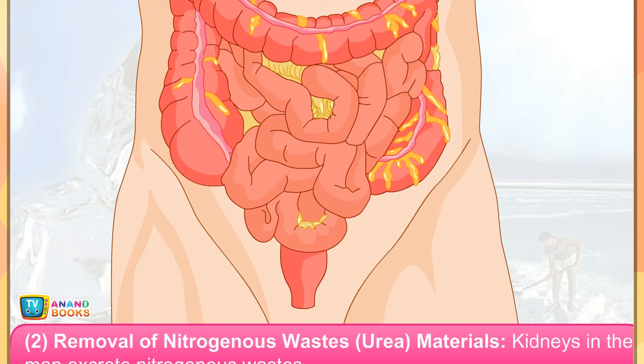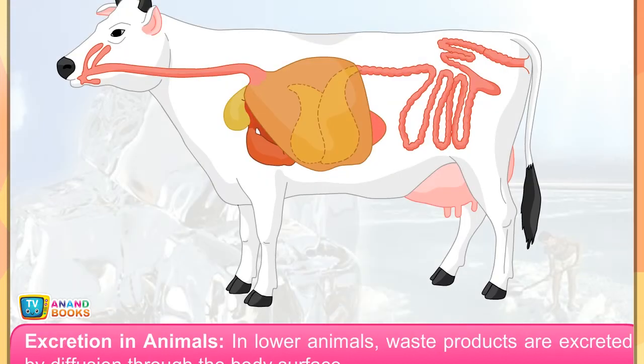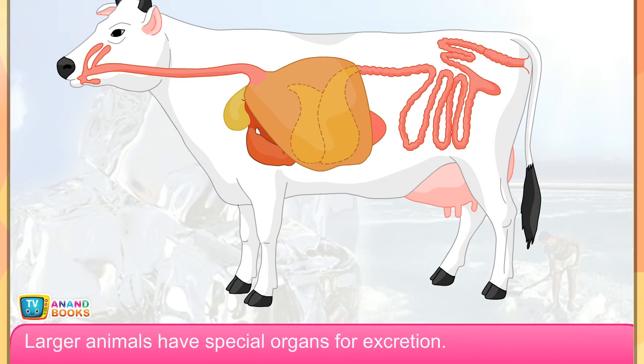Number 2. Removal of nitrogenous waste, urea materials. Kidneys in man excrete nitrogenous wastes. Excretion in animals. In lower animals, waste products are excreted by diffusion through the body surface. Larger animals have special organs for excretion.